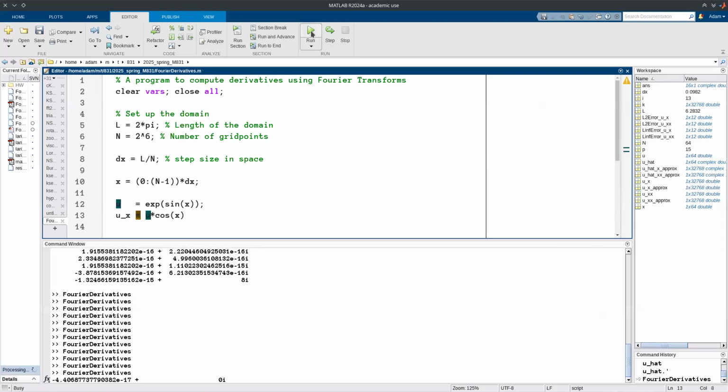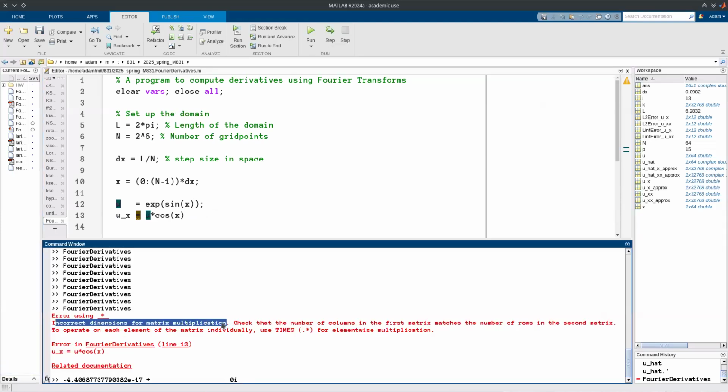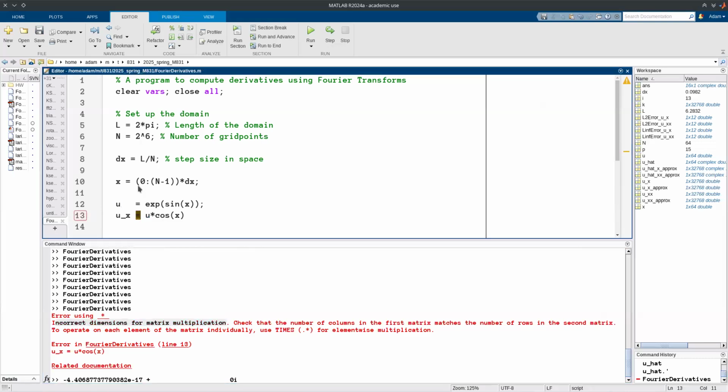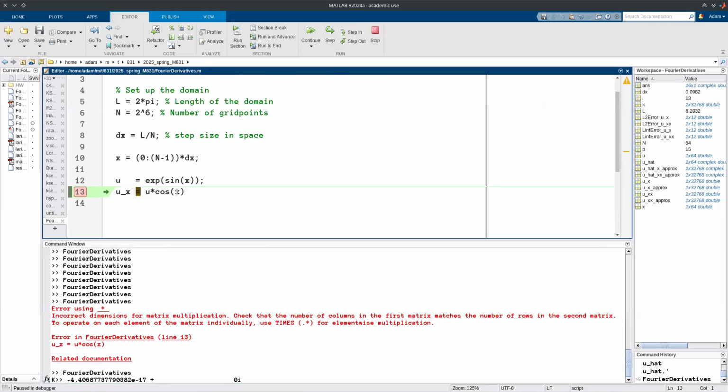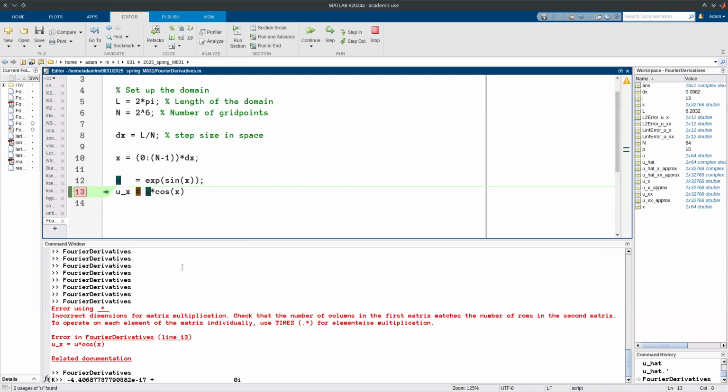So if I try to multiply these together, if I run it, I get incorrect dimensions for matrix multiplication, which seems like kind of a funny error until we remember that both x here, and therefore cosine of x and u of x, are row vectors. And I don't have a good rule to multiply row vectors. Of course, what we wanted to do is to multiply them together. So we use component-wise multiplication. So I use a dot times there. So that's u of x.